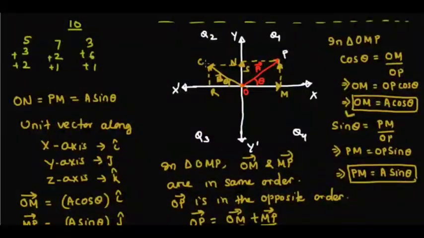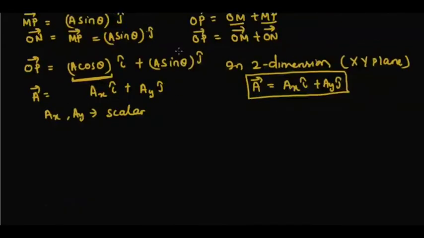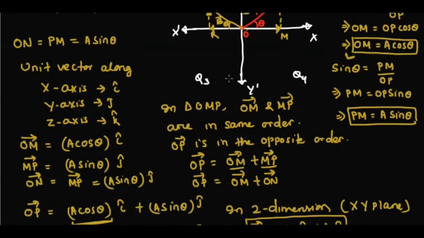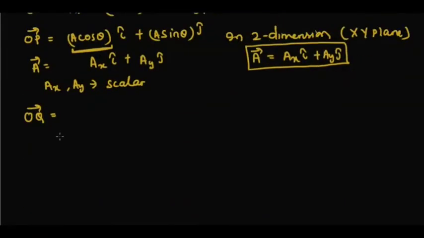Suppose this point is Q. So I can write OQ vector is equal to OR vector and RQ vector. And RQ vector is the same as OS vector. So I will write that OQ vector is equal to OR vector plus OS vector.